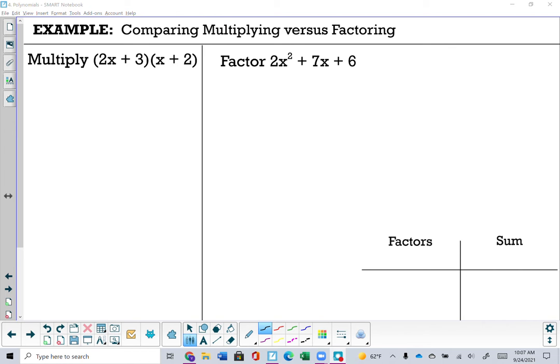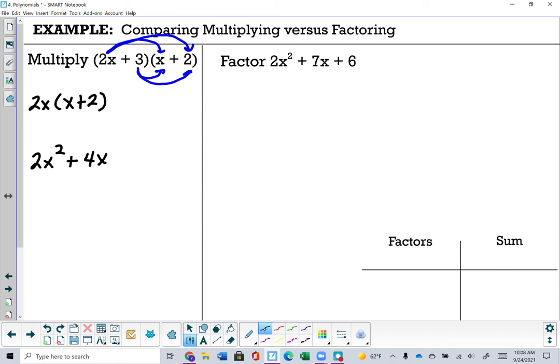And so before we look at that third method for factoring, let's take a look at what we already know, which is multiplying a binomial times a binomial. So I have 2x plus 3 multiplied to the x plus 2. If you're foiling or distributing, you're going to multiply the 2x to the x plus 2, and that gives you 2x squared plus 4x. And then you're going to distribute the 3 to the x plus 2, and that gave you 3x plus 6.